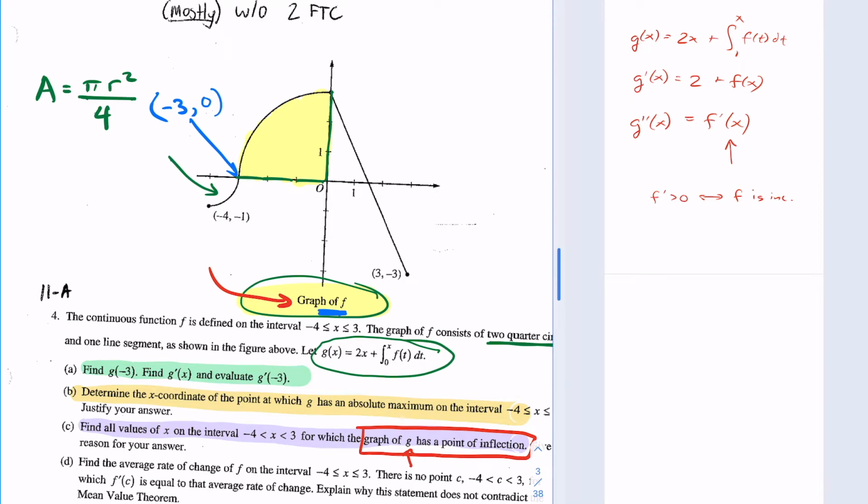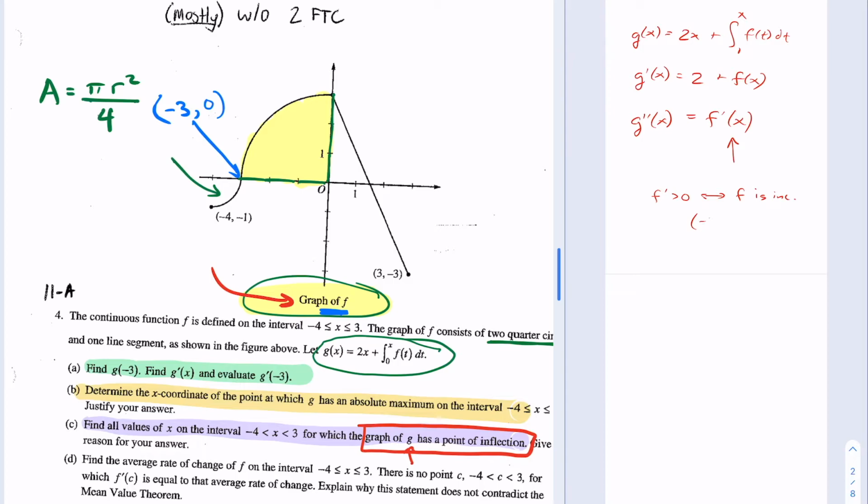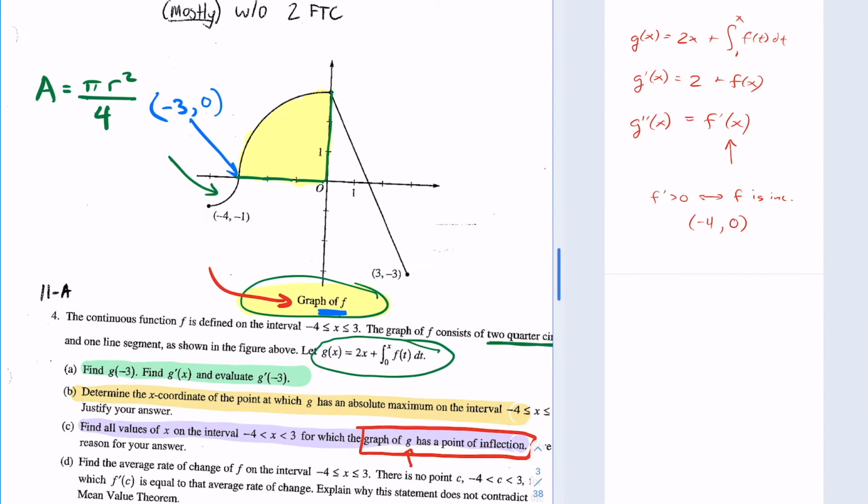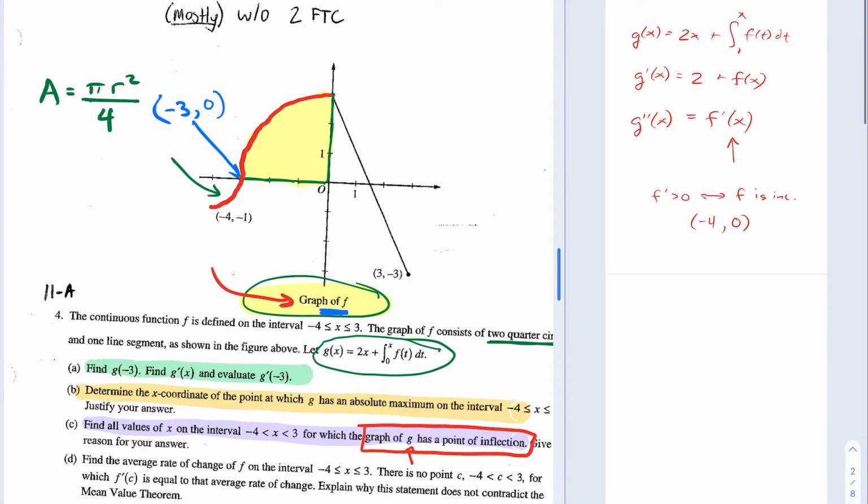According to my picture, f is increasing from negative 4 all the way up until 0. So just to illustrate that, f is increasing all the way up until 0, okay? And then notice that right after, from 0 onto 3, f prime is actually negative because f is decreasing, okay?